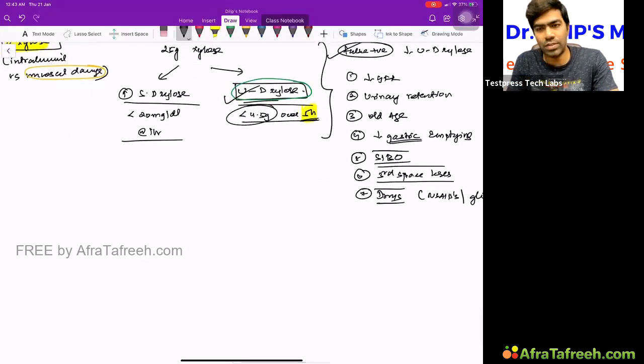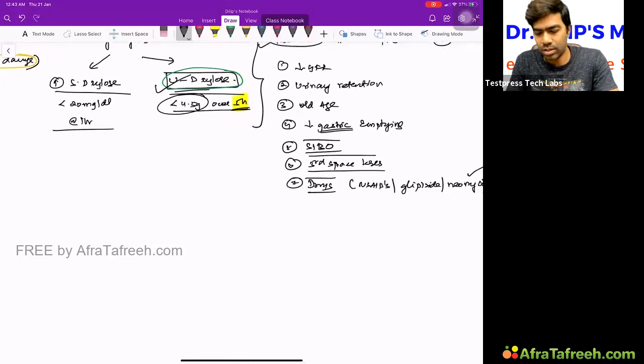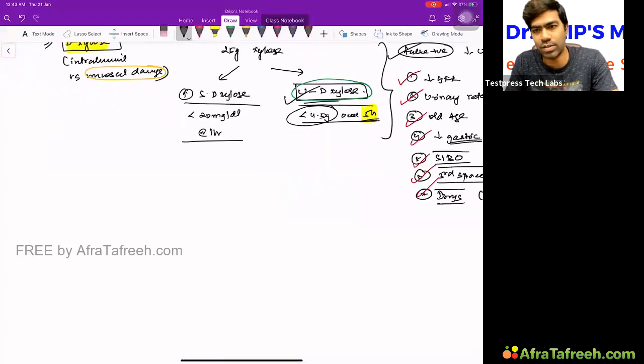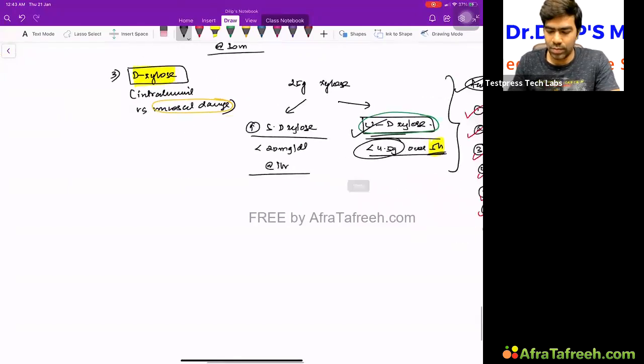So these are the conditions which result in a false positive D-xylose test. Urinary D-xylose is the one that is reliable, but this is very important to know. So all these things have been asked in exams. What are the conditions that produce a false positive urinary D-xylose test? In the sense that your urinary D-xylose levels will be low despite the patient not having any evidence of malabsorption. So the D-xylose test is very, very important for exams.